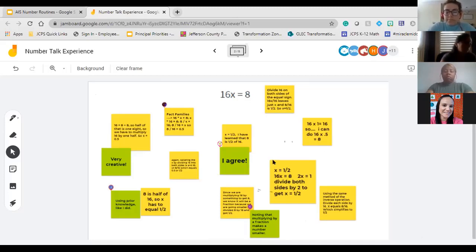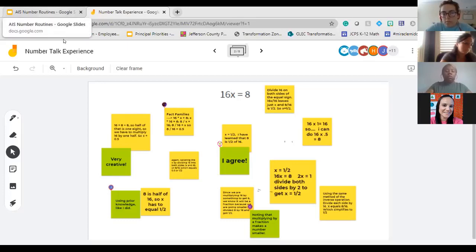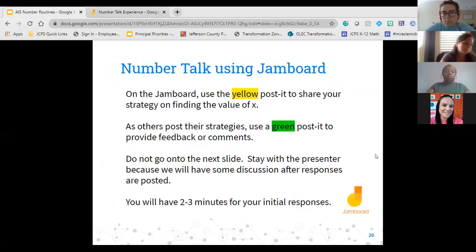So I want you to think about what you just experienced and think about NTI. Would you do this asynchronously, meaning people would work on it at different times, or would you do this synchronously? You can either unmute and talk out, or you can chat in the chat box. It really gives you the option to do both.